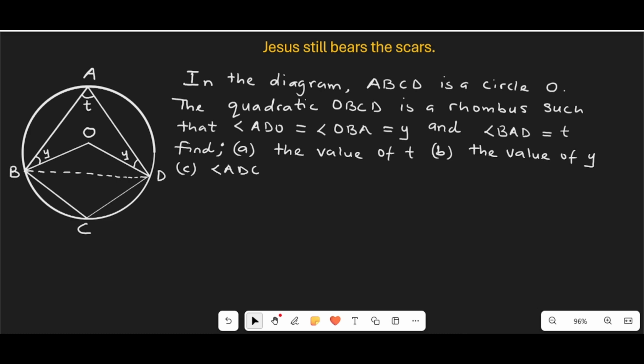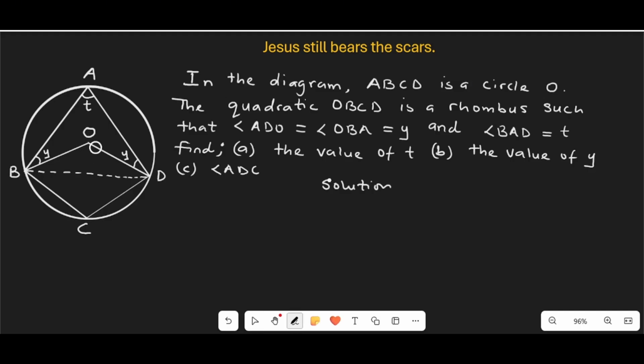Welcome to Teacher B. Can you solve this geometry challenge? Find T, Y, and angle ADC using cyclic quadrilateral, isosceles triangle, and rhombus properties.